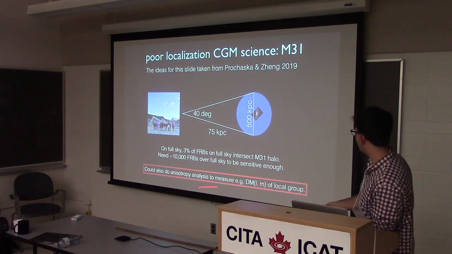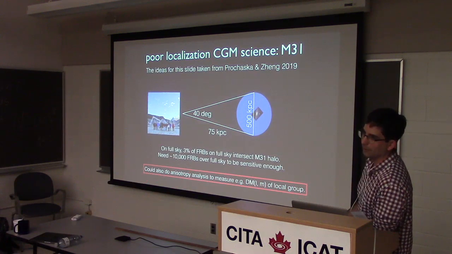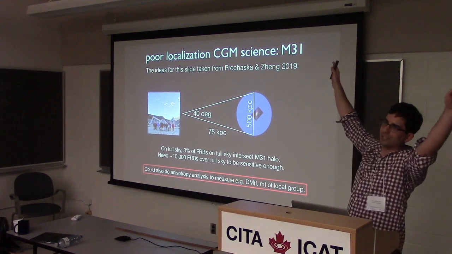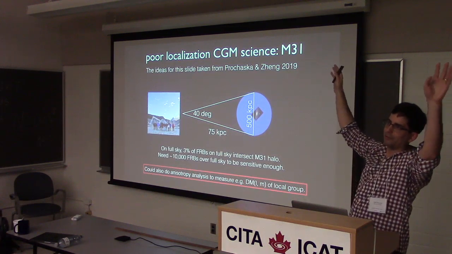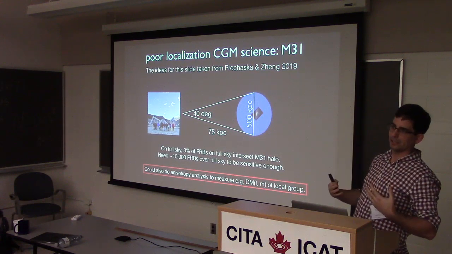then you could potentially measure the distribution of baryons. And you could also do this for the local group, because the only thing that correlates in the dispersion across all of your sight lines is our galaxy.